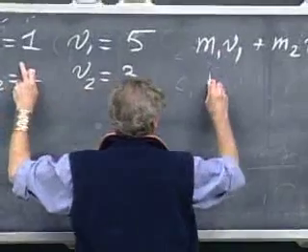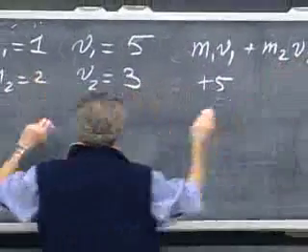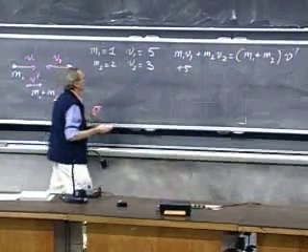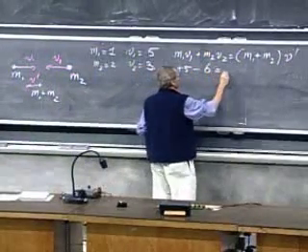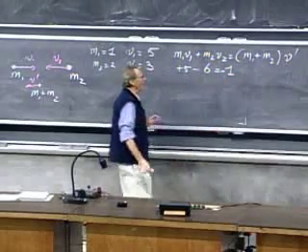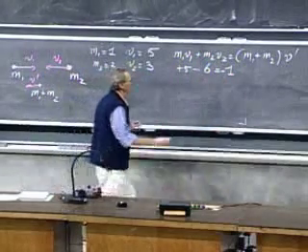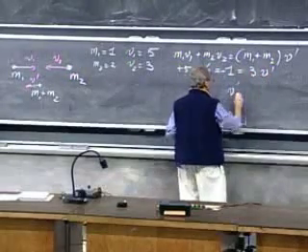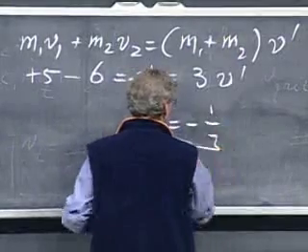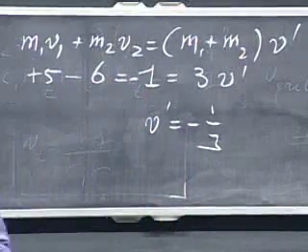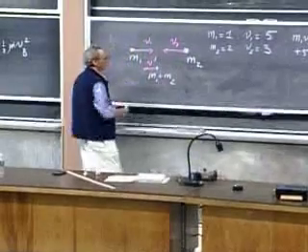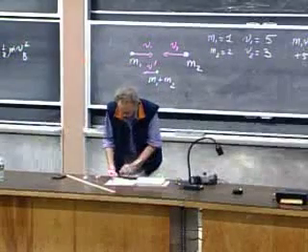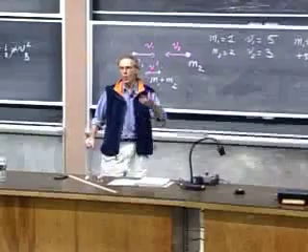M1V1 is 1 times 5, that is plus 5. M2V2 is going to be negative because I must now observe this as a minus 3, so I get minus 6. So the momentum before and after the collision must be minus 1, and that must be equal to 3 times V prime. And V prime is therefore minus 1/3 meters per second. And so these objects will stick, and after the collision, they will move with a speed of 1/3 of a meter per second. Kinetic energy was almost exclusively lost.